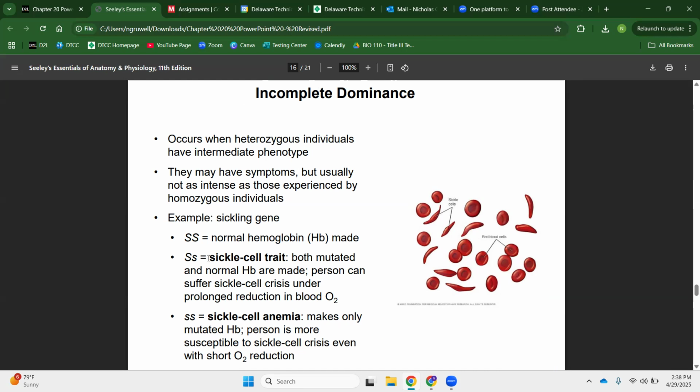So with incomplete dominance, we get a mixture or an in-between of the homozygous dominant and homozygous recessive.